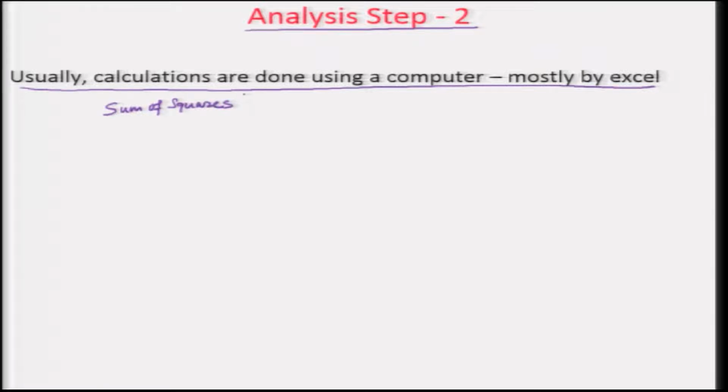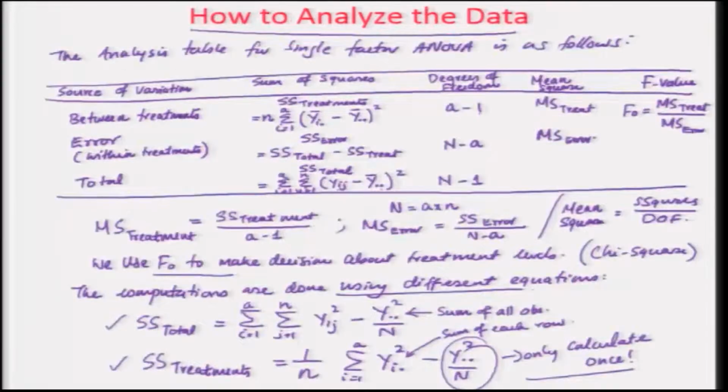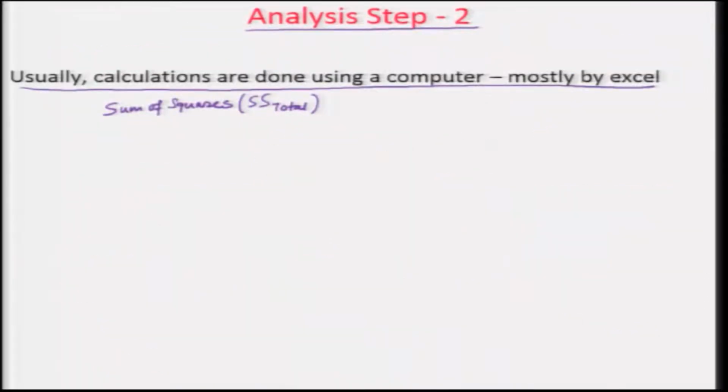So, the first thing we need to do is calculate the sum of squares, SS total. Let us first calculate the sum of squares of total. Remember in the previous equation that I told you, we calculate the SS total, and here is an example of the SS total. Then you calculate SS treatment, and from there you calculate everything else. So, going back to this, let us calculate the SS total.